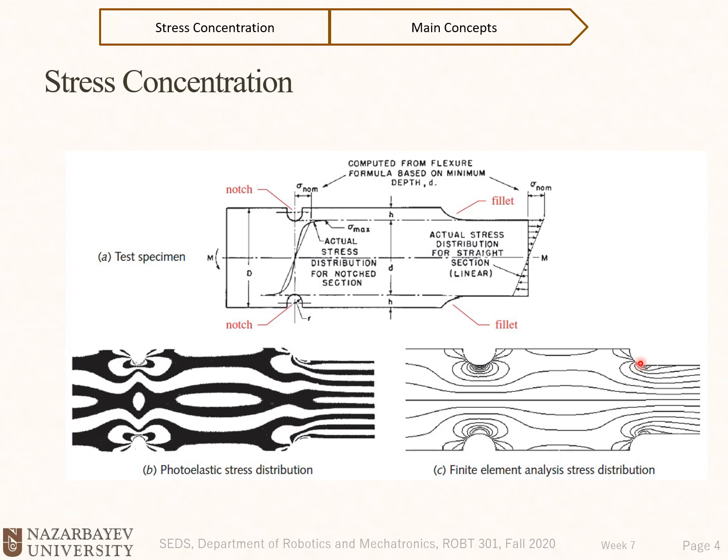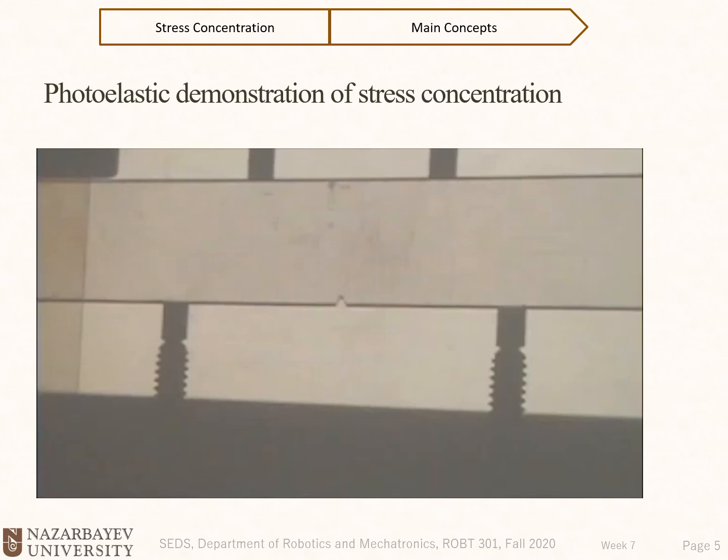Here, where we are far from these shapes, we have normal stress distribution, and that is a sigma nominal. For example, if we apply a bending moment to this beam, we'll have this linear distribution of stress at this cross section. But when it comes to these sections, we need to take it into account, and we need to apply some factors. We have a video here that shows photoelastic demonstration of a stress concentration. Let's watch a video together.